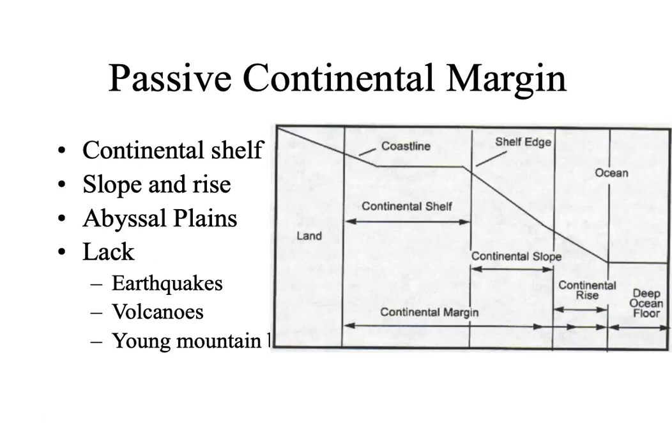Now, not every coast has a plate boundary. If you go to the East Coast, for example, what you'll find is, let's say you're on land here, a really gentle slope and a big shelf, and the water just gets deeper and deeper and deeper. By the way, these terms here and this cross-sectional diagram might be useful in some of your labs. Notice that a passive continental margin has no earthquakes, volcanoes, and it's not really making new mountains.